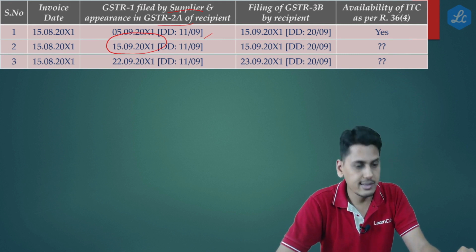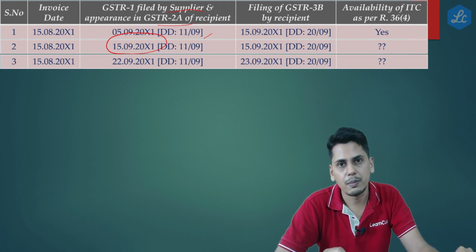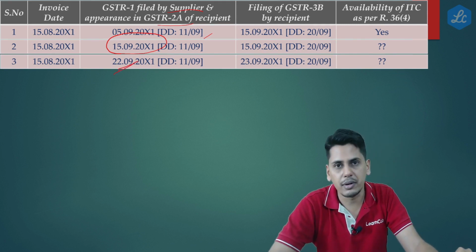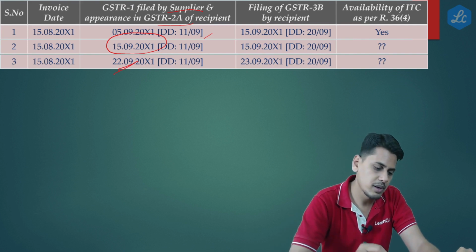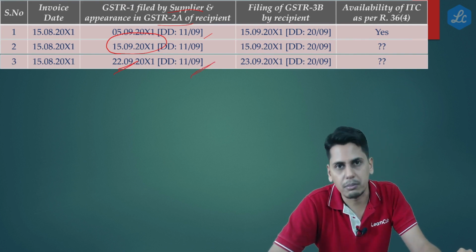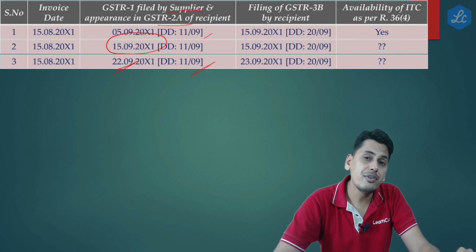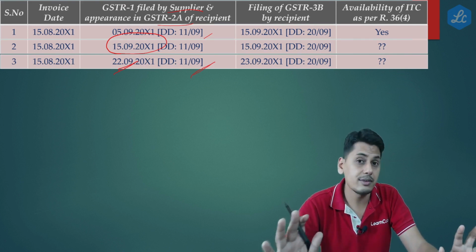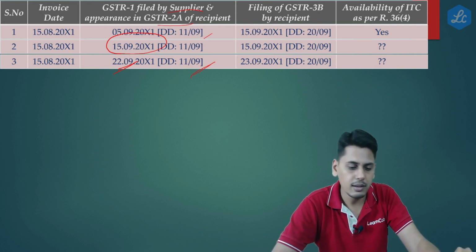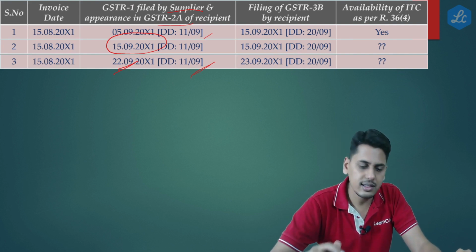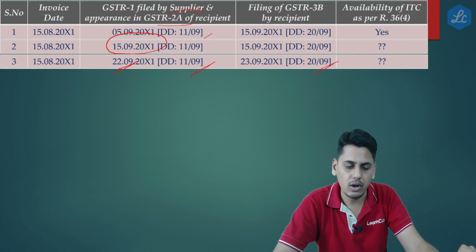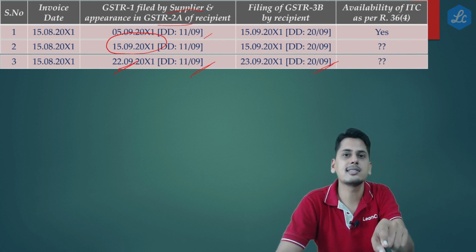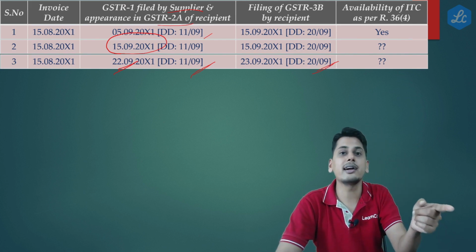15th of August is the invoice date. Now this person is filing his GSTR1 on 22nd September. The due date happens to be 11th of September. Now friends, I am waiting to file my 3B. The due date of my GSTR-3B, please understand from my angle, is 20th of September for the tax period August. But I am not filing it before the due date because I want this credit to appear in my GSTR2A.